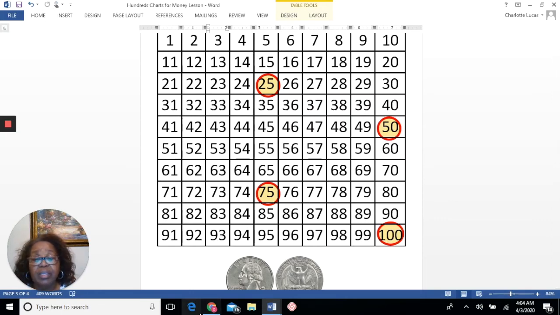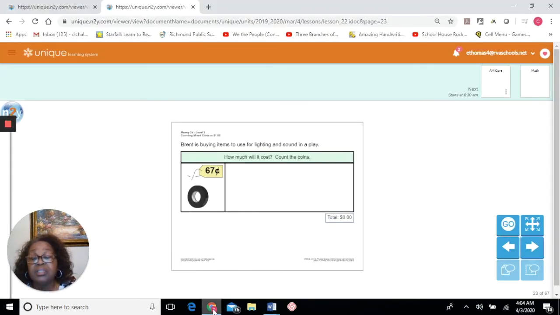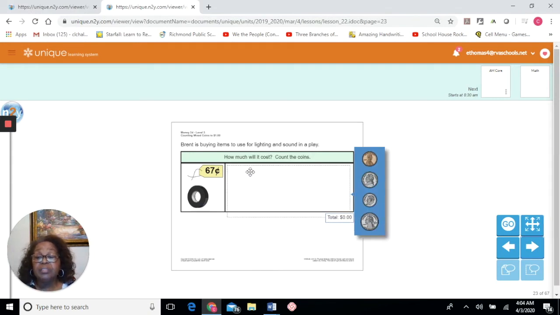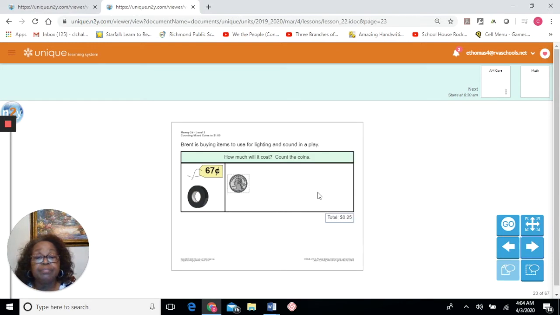Let's see if Miss Lucas did it right this time. 67. I think we've got it. Start with our highest value coin, which is the quarter, 25 cents, and skip count. Let's go. 25, 50. Can't use another quarter. That would be 75. So we drop down 1 and get 60. Let's use a dime. 60. If we use another dime, that will be 70. Too much. Let's use a nickel.